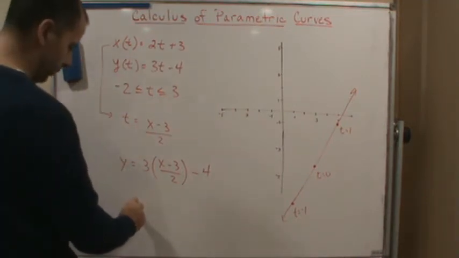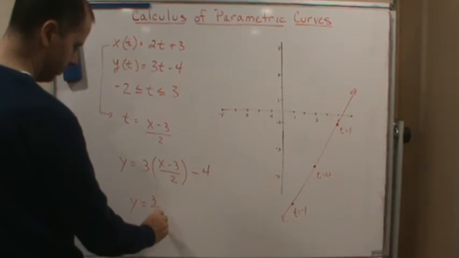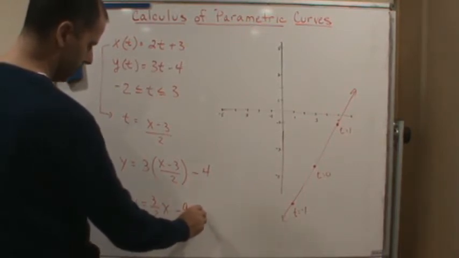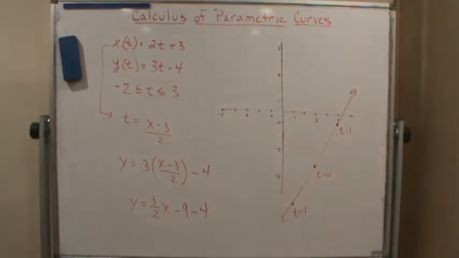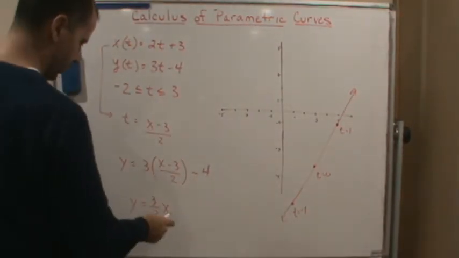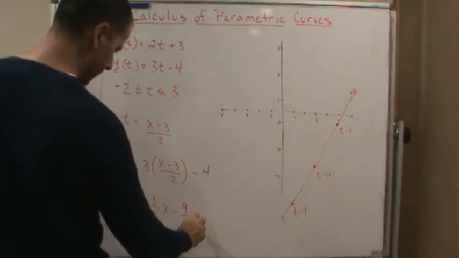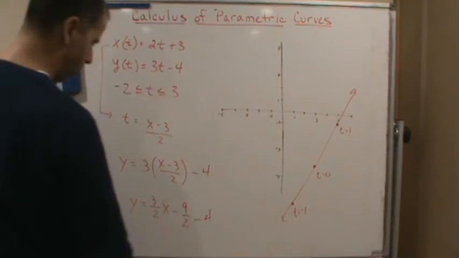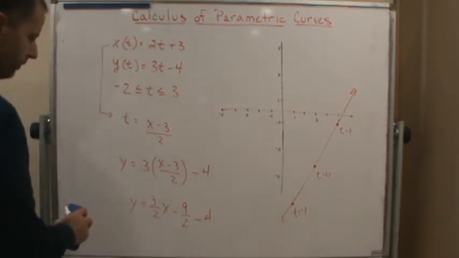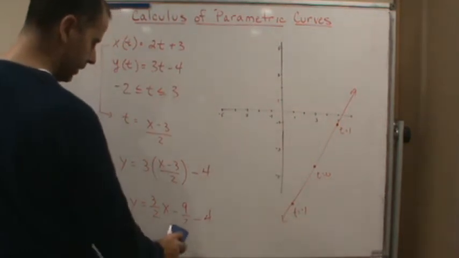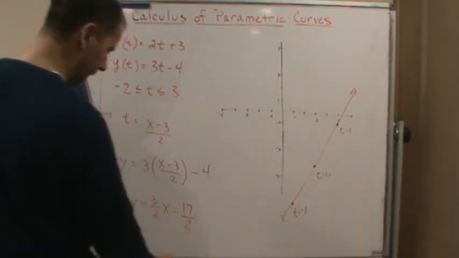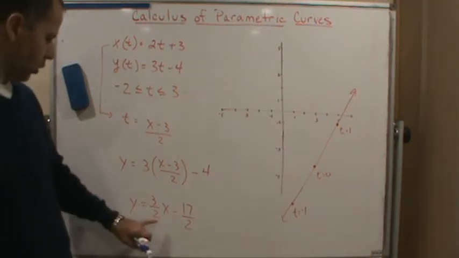And so if we simplify this, what do we get? We get y equals 3/2 x minus 9/2 minus 4. And if we simplify this even further, we get what? The 4 is going to be 8/2. So minus 9/2 minus 8/2 gives us minus 17/2.